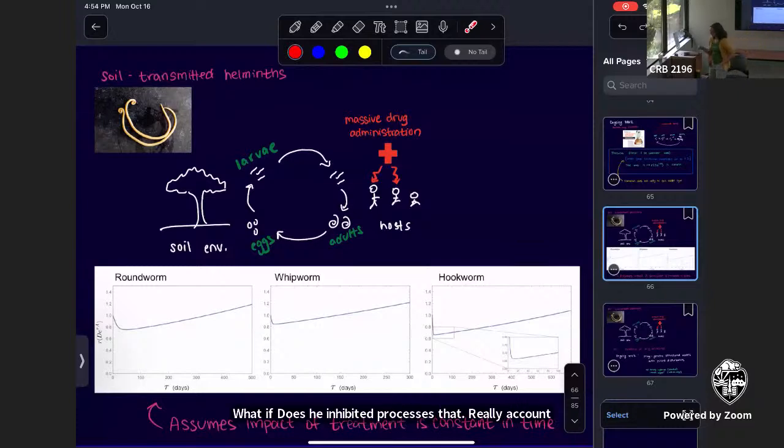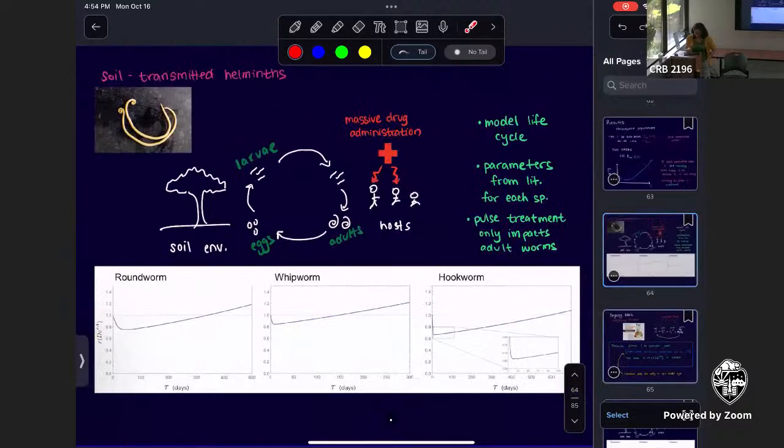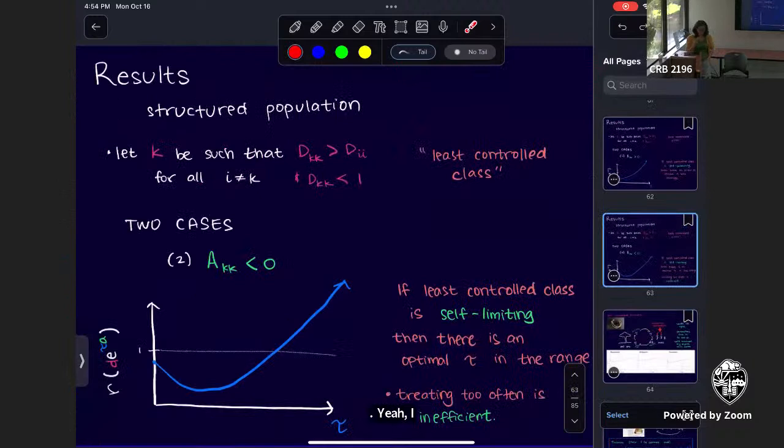Yeah, I think this second model kind of gets that. You have these instantaneous events where you're having a massive mortality. It's still density dependent though. Yeah, these are still density dependent, you're right. I think that's another set of models that one could analyze.